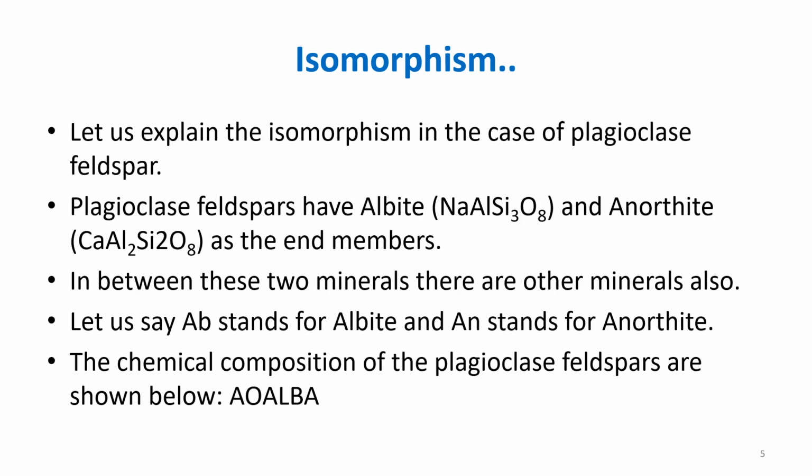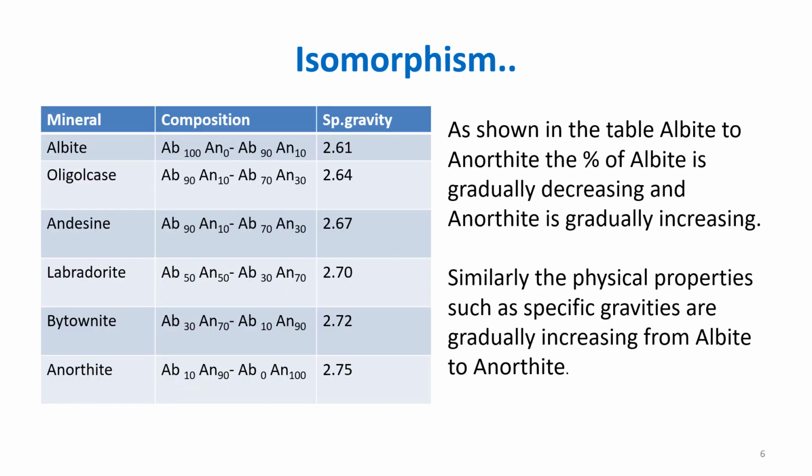This can be expressed in detail like this. With the help of a table we can understand these two end members very easily. Here AB stands for albite and AN stands for anorthite. The chemical compositions of the plagioclase feldspars are shown in the next slide: albite, oligoclase, andesine, labradorite, bytownite and anorthite.